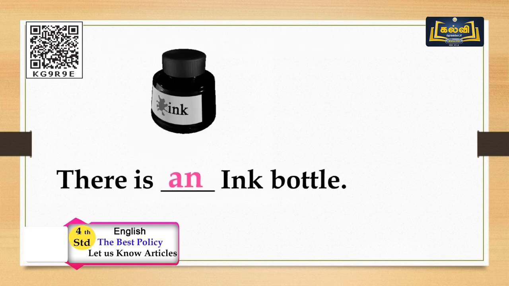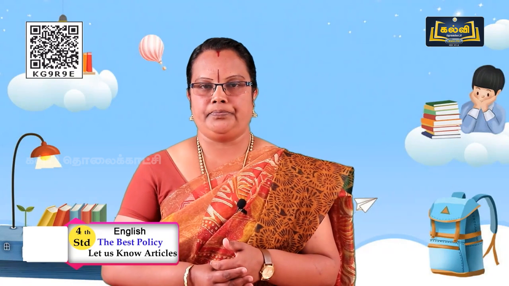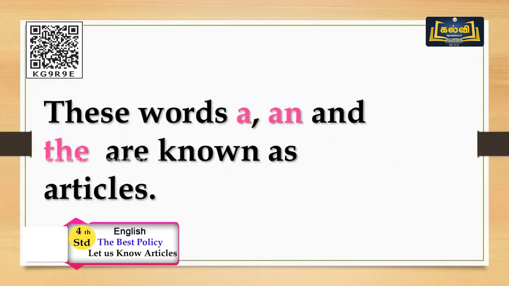There is an ink bottle, we said. So particularly this A, an and the are known as articles. Knowingly or unknowingly we are using them right in some places, but in some places we are making mistakes. So after listening to this class, I think you all will be very clear where to use A, where to use an, and where to use the.